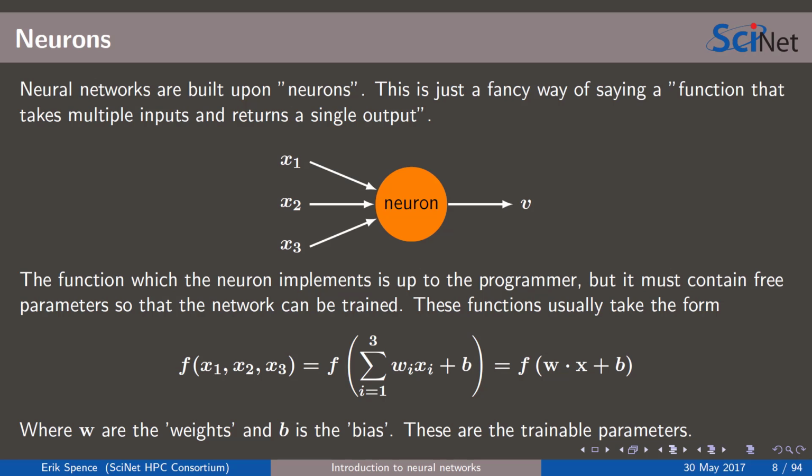The function that's implemented is up to the programmer, but it must contain free parameters. Why? Because we're training it to fit to data. Generally speaking, it takes this form. So if we have 3 inputs, x1, x2, x3, you're going to multiply 3 weights, w1, w2, w3 against x1, x2, x3, and add a bias, an offset. In vector form, it looks like this, w dot x plus b. Okay? You've got 3 inputs, which means you have 4 free parameters.